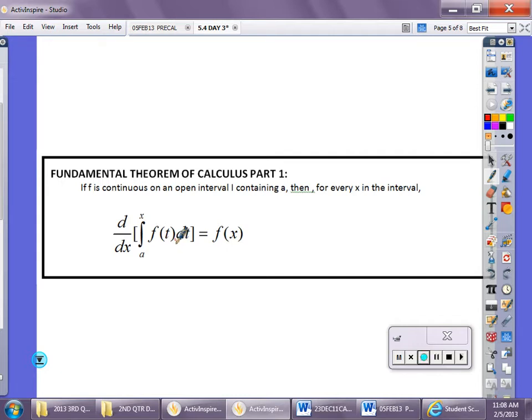The key is there must be a derivative of an integral. If I erase the derivative, it's no longer the fundamental theorem, and it doesn't work. So it only works when the derivative happens of an integral. So this can be any constant.